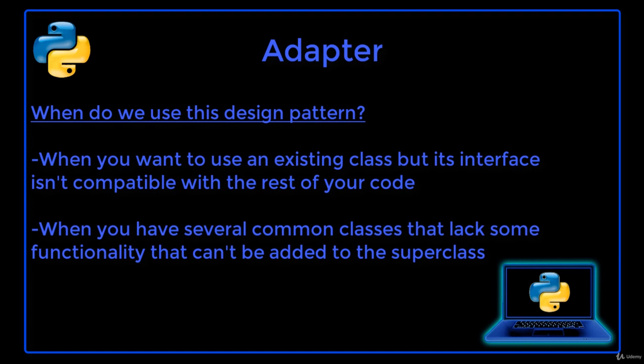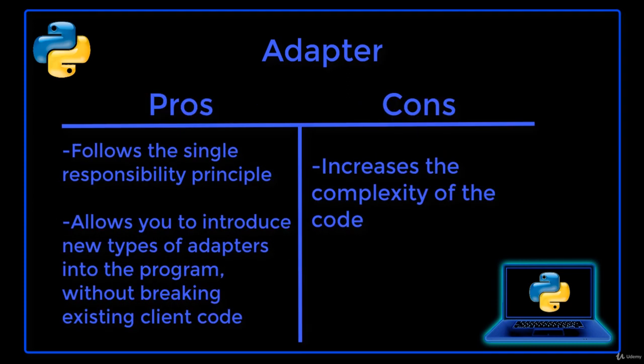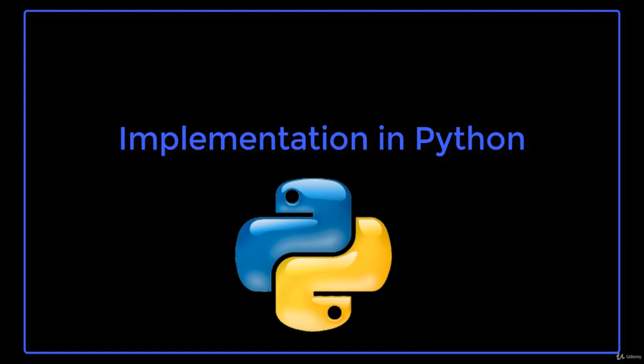Here are the pros and cons of the adapter design pattern. On the plus side, adapter follows the single responsibility principle. It also allows you to introduce new types of adapters into the program without breaking existing client code. The drawback of adapter is that the complexity of the code increases because you need to introduce a new set of interfaces and classes. Let's learn how to implement the adapter design pattern in Python.